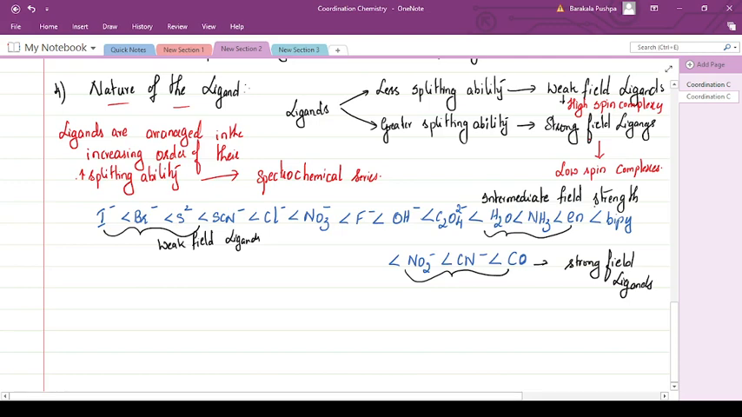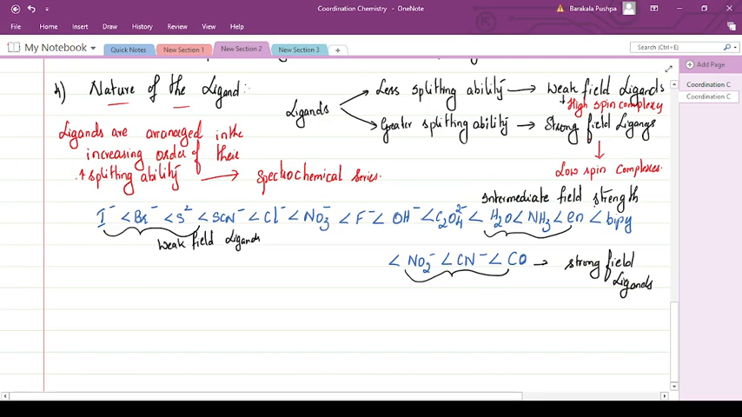The order of increasing field strength of the common ligands is independent of the nature of the central metal ion. They do not depend on what type of central metal ion it is, whether a 5d, 3d or 4d orbital. Whether they have less splitting ability or greater splitting ability depends entirely on the nature of the ligands, not on the central metal atom. Although this is the usual order, there will always be some changes.